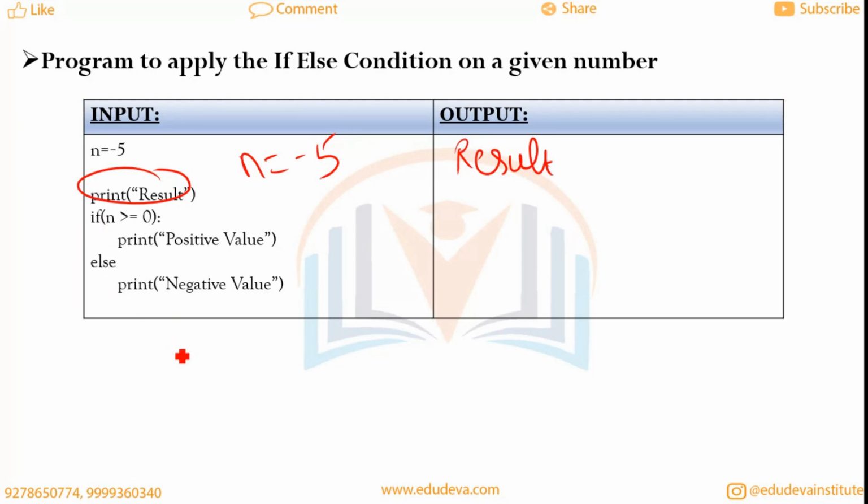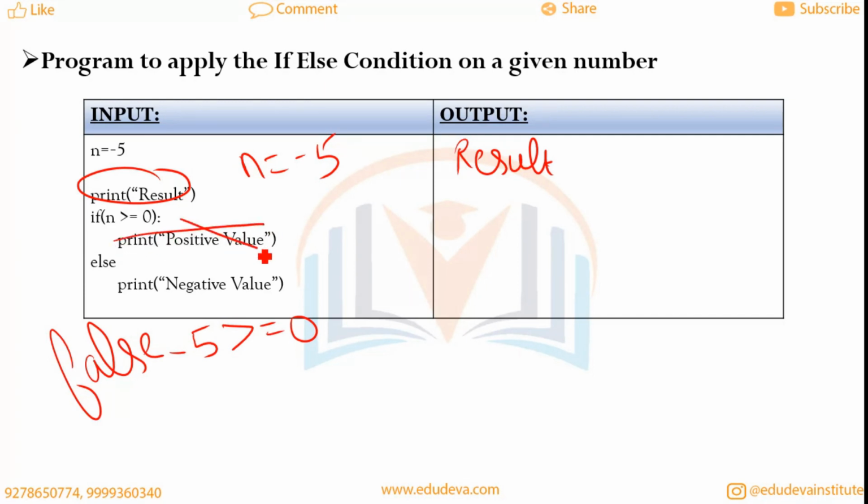After that, when we check the condition that -5 is greater than or equal to 0, as we know that -5 is a negative number, so it is less than 0, which means that the given condition is false. And as we know, if the given condition is false, then we need to leave the statement given under the if condition, and we need to execute the statement given under else. So we will just execute the statement given under else, and we will print negative value in the output.